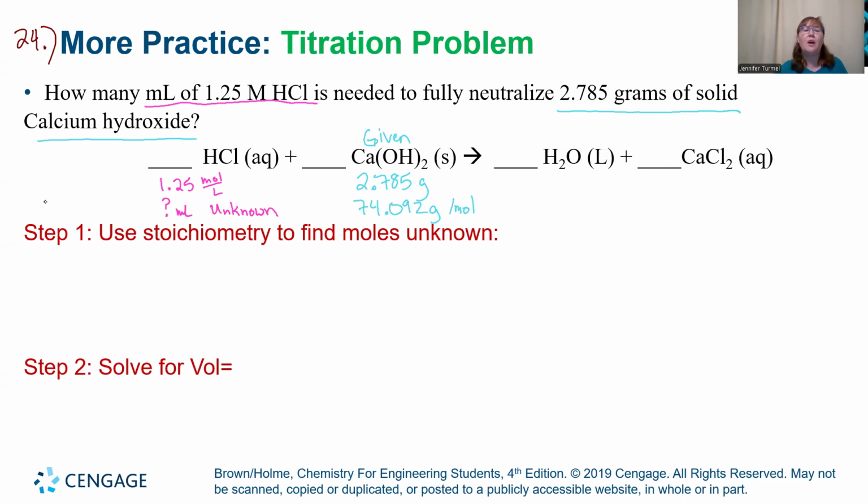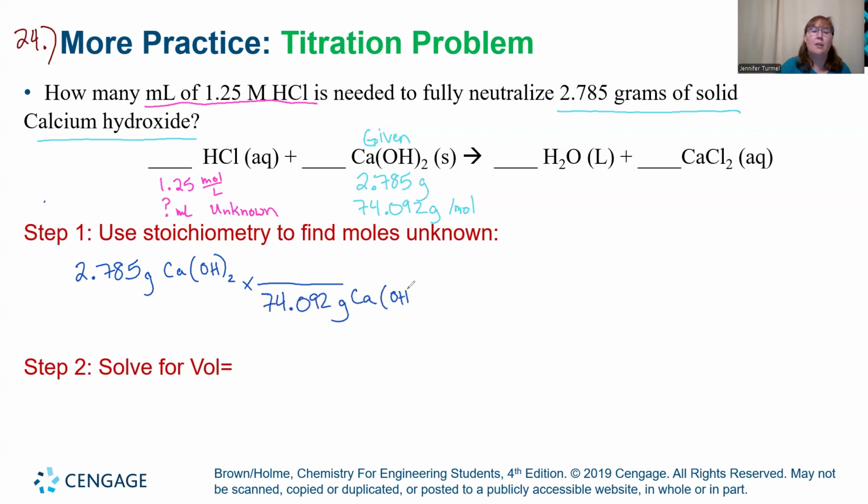All right, so let's go ahead and do our step one, which is to use our stoichiometry to find the moles of our unknown. So we're going to be stopping early. So we have 2.785 grams of our calcium hydroxide times, now again, this is where that molar mass goes, the 74.092 grams of calcium hydroxide on the bottom, per 1 mole of calcium hydroxide on the top. And then the next thing that we need is our mole ratio.